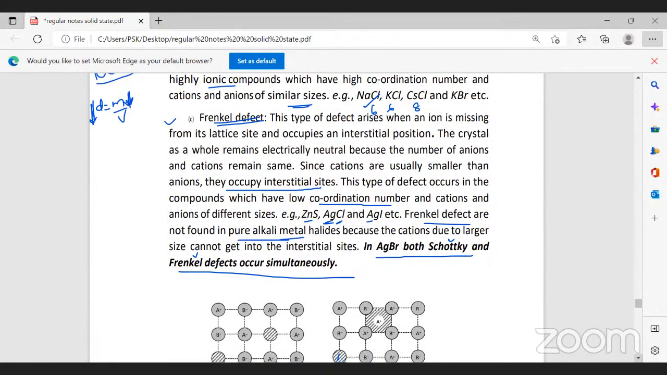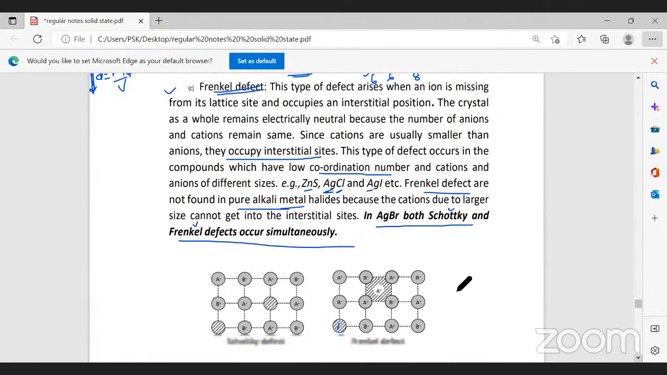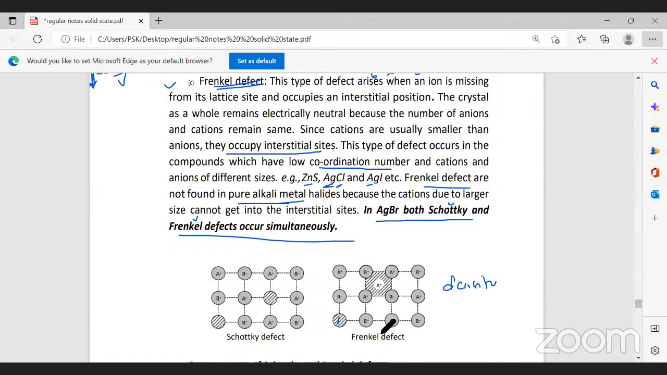Now tell me, what will happen to density in case of Frenkel defect? Density remains the same. Very good. Why does density remain the same? Because ions are not missing. The ion is in the crystal only. It is in the interstitial position, but not in the original lattice position. Therefore, the mass remains the same and the volume remains the same, so density remains the same. In case of Schottky defect, density decreases. Remember this. Did you understand these crystal defects?